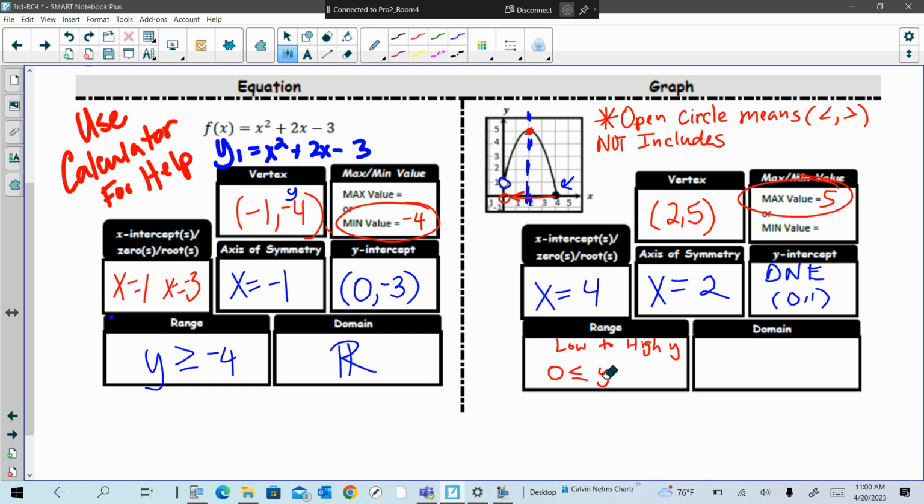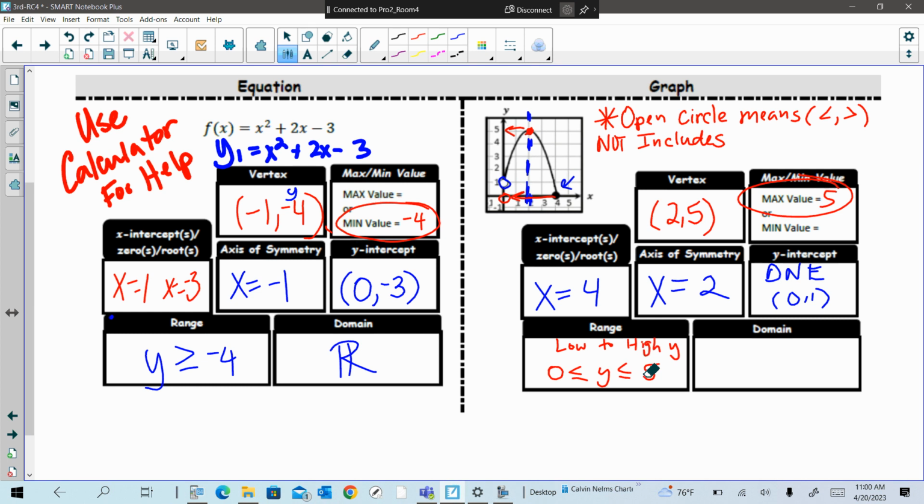And then how high does the graph go? Yep, right here. This is the height, the max right there. I'm going to point to the height it goes. It will be less than or equal to 5. So there's your range. It's an inequality.